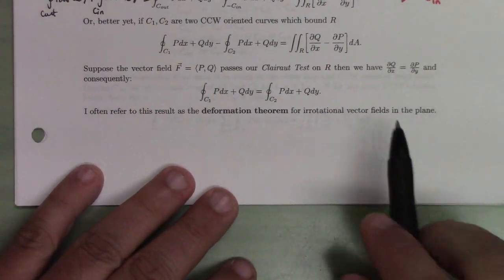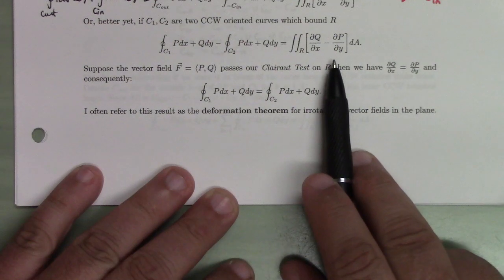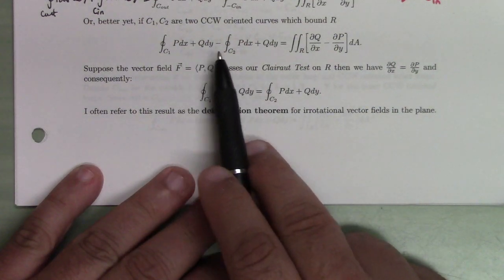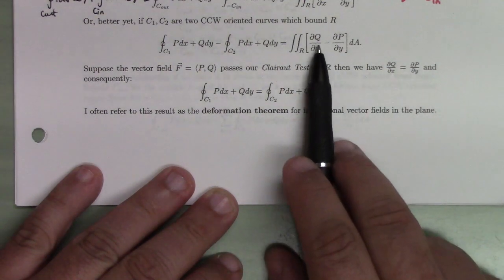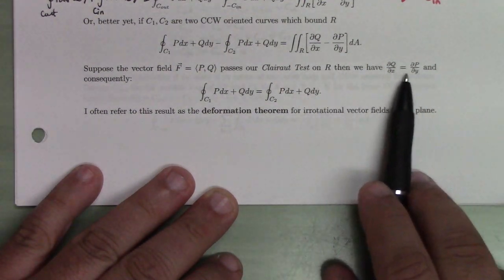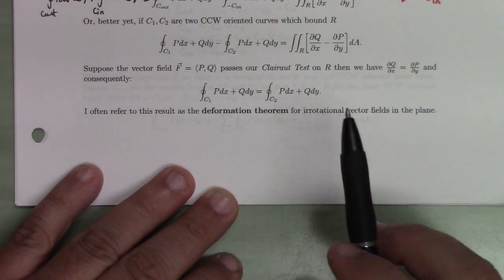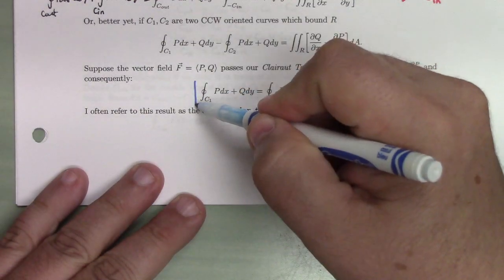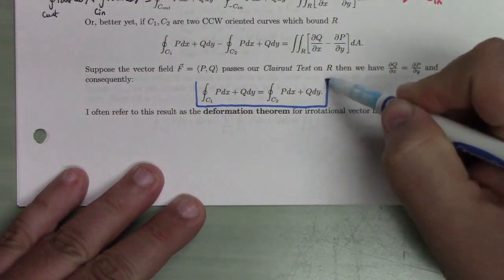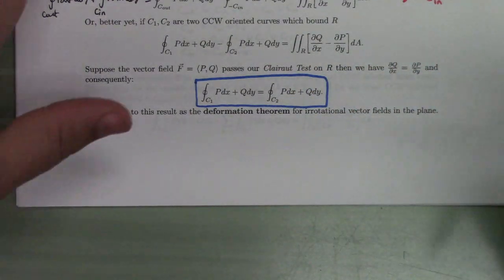If, in addition, you knew that this quantity right here was 0, then it would give you that that integral is equal to that integral, and that is exactly what happens if partial q partial x is equal to partial p partial y. Then that integral is 0, and we get this wonderful result, which is that the line integral along C1 is equal to the line integral around C2. And let me just draw yet another picture in here.